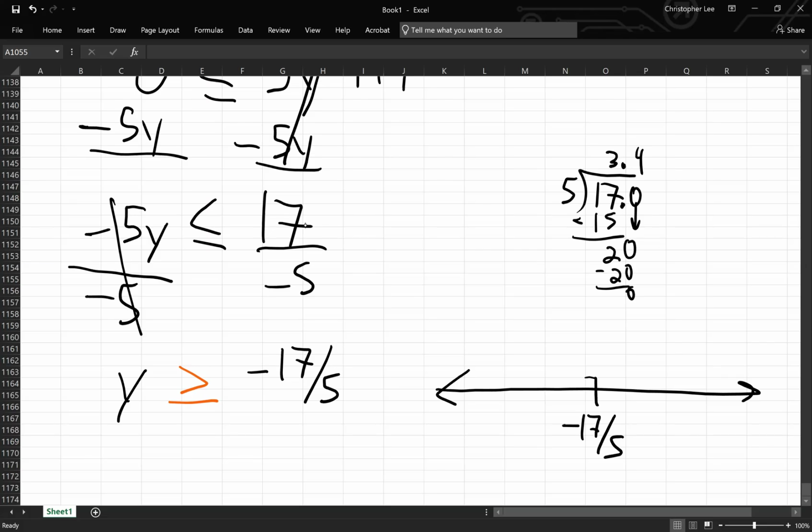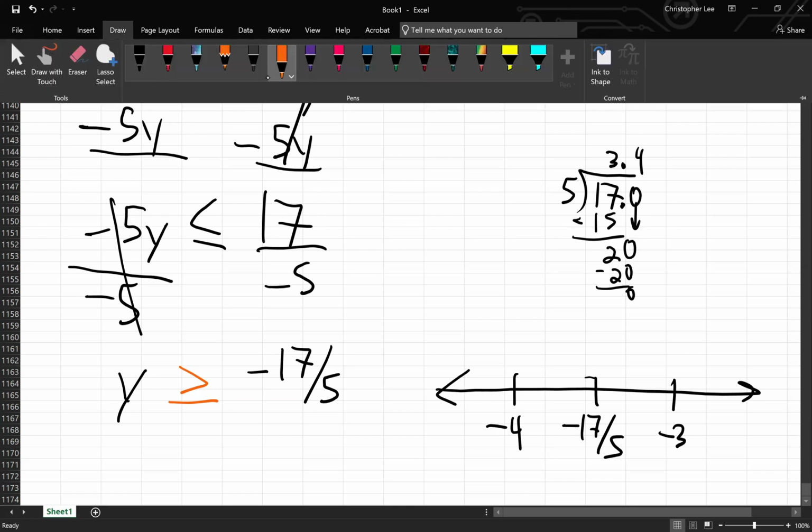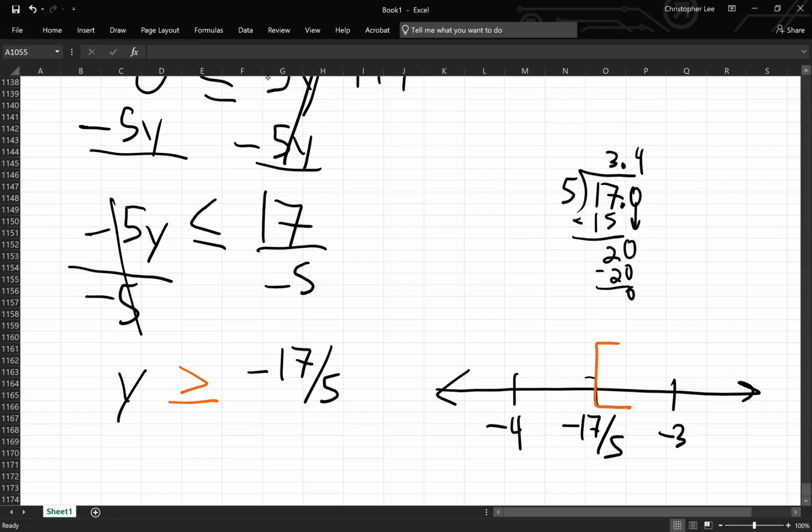The point that I needed to see is that I have 3.4, which is in between which two numbers? 3 and 4, right? So what does that mean? That means I have negative 3 right here, and I have negative 4 right here. I could do more numbers out, but I don't need to. That's all I need to show. So now this is going to be a bracket because this is greater than or equal to, right? So boom. And I'm just going to shade everything that's greater than or equal to. And that's it.